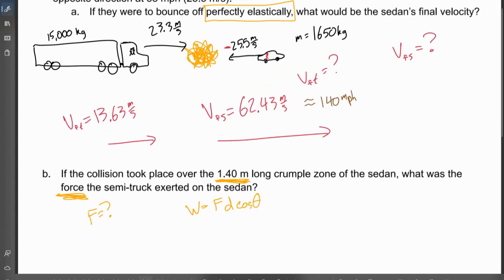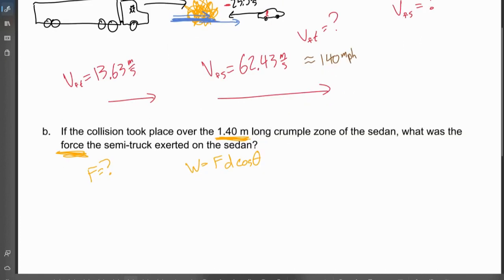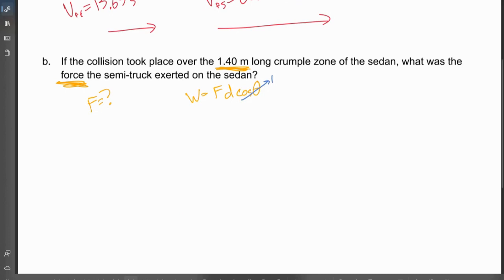Our truck was exerting a force in that direction, and the sedan moves in that direction. What's the angle between those two vectors? It's perfectly parallel, so theta is 0 degrees, cosine of 0 is 1. So we get work is equal to F times d. But we don't know anything about work except that work is equal to the change in energy. So this will be energy final minus energy initial. That's our change in energy.